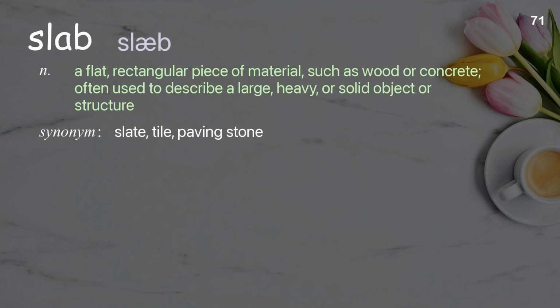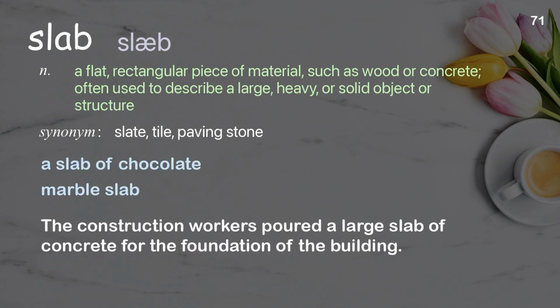Slab. A flat, rectangular piece of material, such as wood or concrete, often used to describe a large, heavy, or solid object or structure. Examples: a slab of chocolate, marble slab. The construction workers poured a large slab of concrete for the foundation of the building.